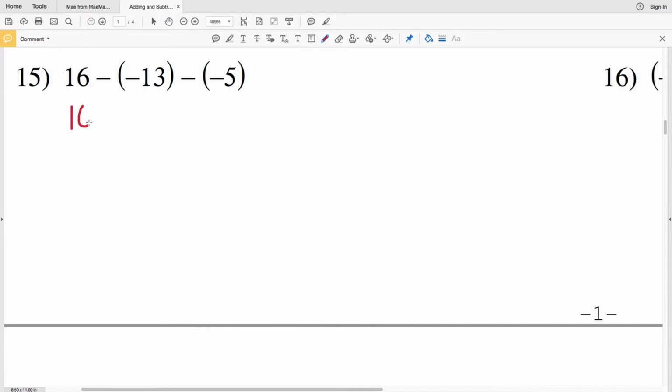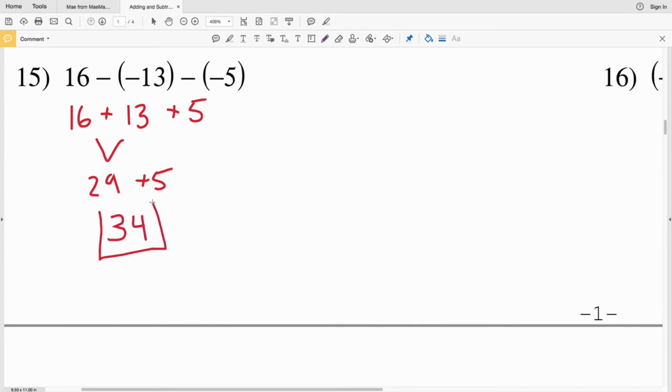Here we have 16 minus a negative 13 minus a negative 5. Rewriting this, 16, when you subtract a negative, you're adding the positive. So we're adding 13. And again, when you're subtracting a negative, you're adding a positive. So we're adding 5. So we have 16 plus 13 plus 5. 16 plus 13 we know is 29. Plus 5, 29 plus 5 will give us 34.